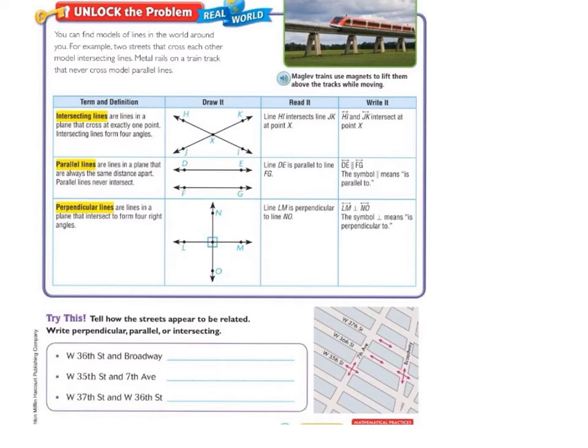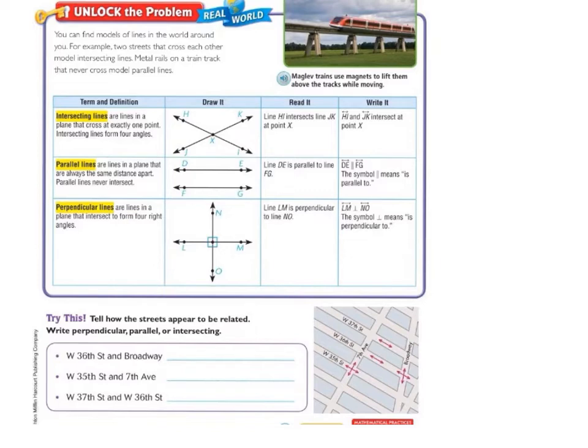Alright, fourth graders, let's start with the unlock the problem. You can find models of lines in the world around you. For example, two streets that cross each other model intersecting lines. Metal rails on a train track that never cross model parallel lines. There are some vocabulary terms in this lesson that are important for us to know.